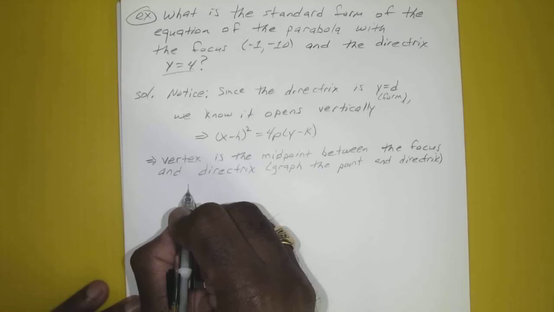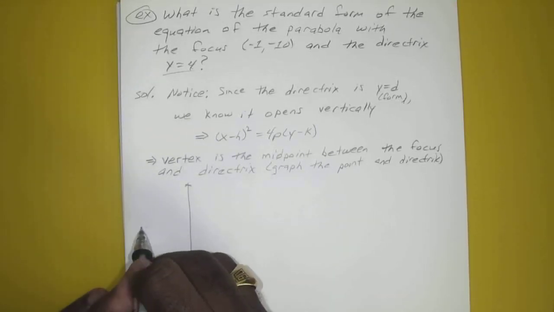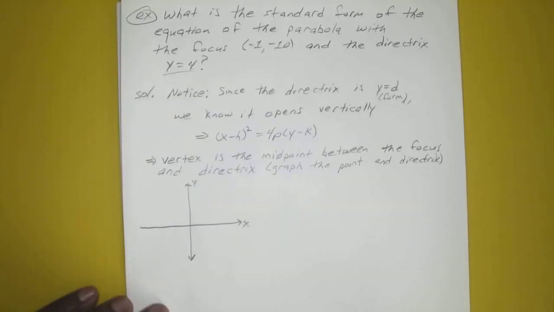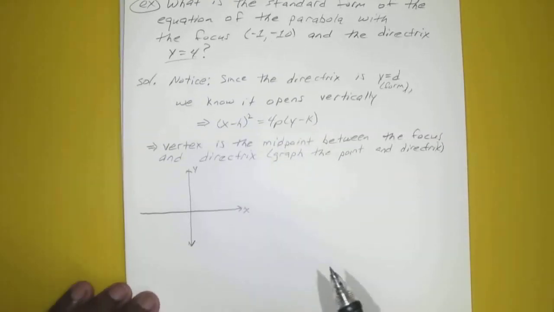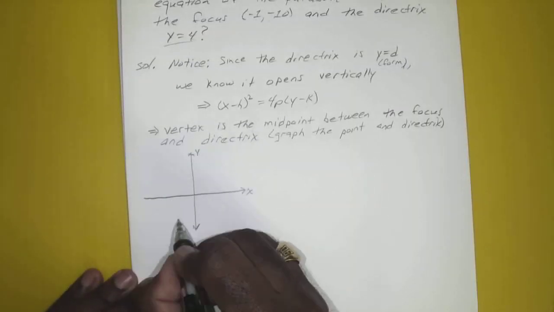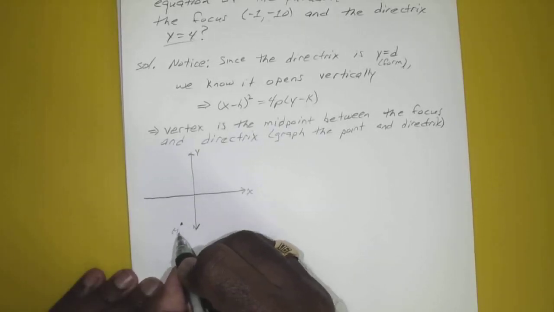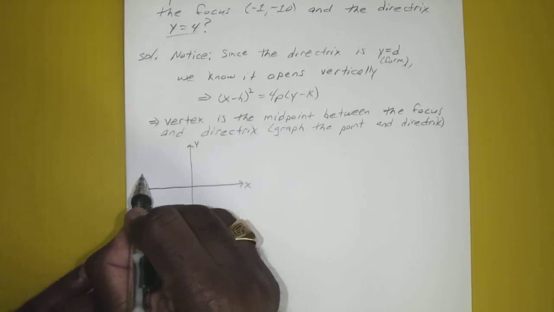Okay, so if we have our x and y axis here, so that's our x and that's our y. Okay, we know our focus is (-1, -10). So let's say this is (-1, -10). And like I said, it doesn't have to be all that precise. You just want to point it out. Okay, and we know our directrix is y equals 4. So let's just say this is y equals 4.